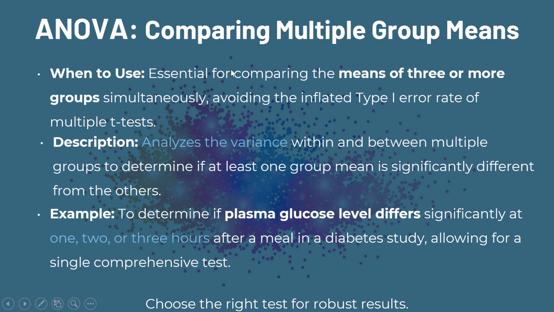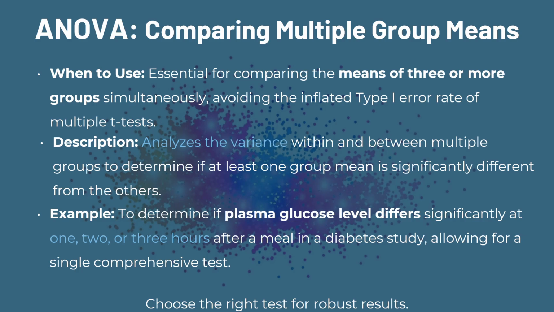ANOVA, comparing multiple group means. It is a basic statistical test, used and essential for comparing the means of three or more groups simultaneously, avoiding the inflated type 1 error rate of multiple tests. It analyzes the variance within and between multiple groups to determine if at least one group mean is significantly different from the others.